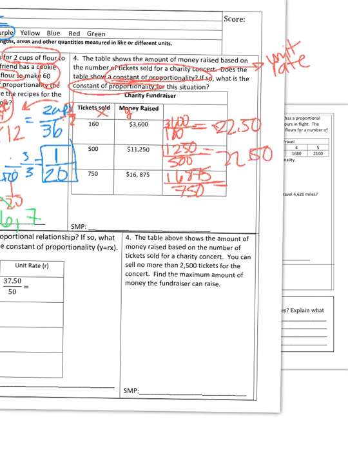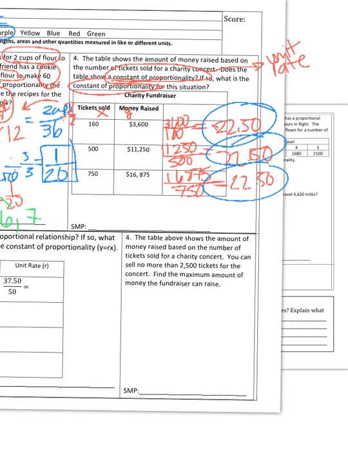Now we're trying to see if they all equal each other. Then the table is proportional. So we have 16,875 divided by 750, and that is also 2250. Okay, so since it's all equal, that's our constant of proportionality. Right here, 2250 per ticket. So it says, oh, that's it. You can just write a sentence that says the constant of proportionality is 2250.